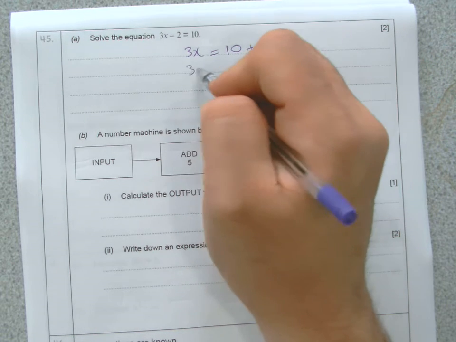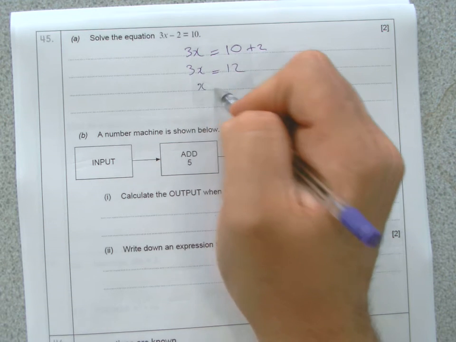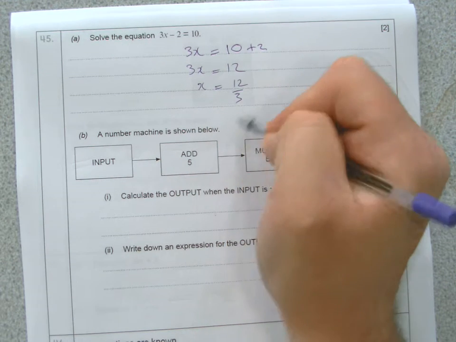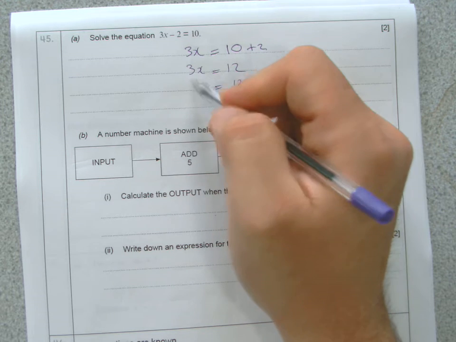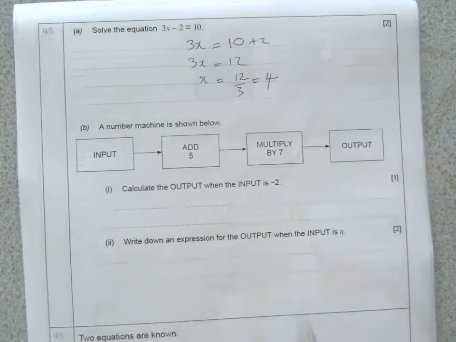So that means 3x will equal 12. And then x will equal 12 divided by 3, because you've got 3 times x, so take the 3 over and divide. So then you get 12 divided by 3, which is 4.